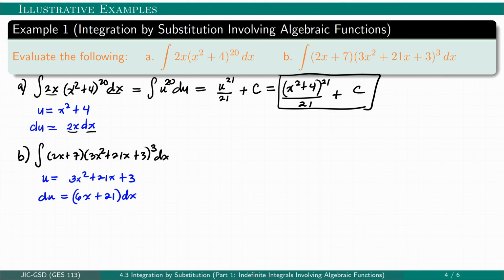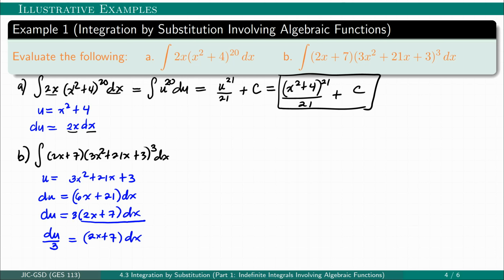Now, let's look at our given. We have 2x plus 7, but this is not 6x plus 21, but we can actually do something about this one. We can factor 3 on these two terms, and this will be 3 multiplied by 2x plus 7 dx, and we just need 2x plus 7 and dx. So we can divide both sides by 3. We will have du divided by 3 equals 2x plus 7 dx.